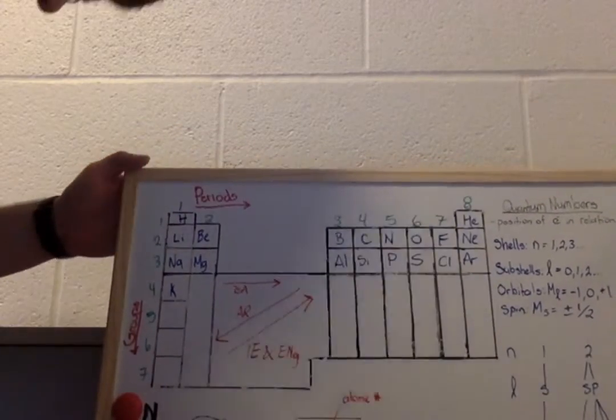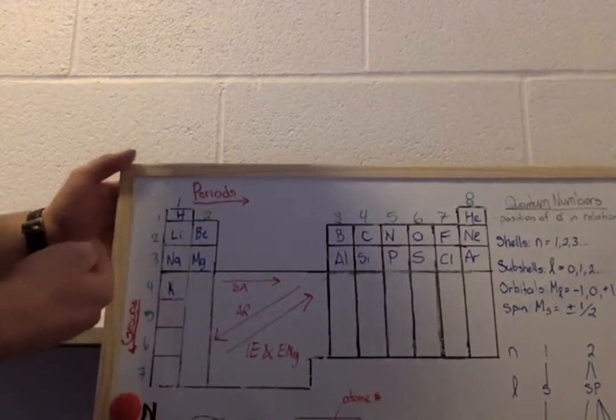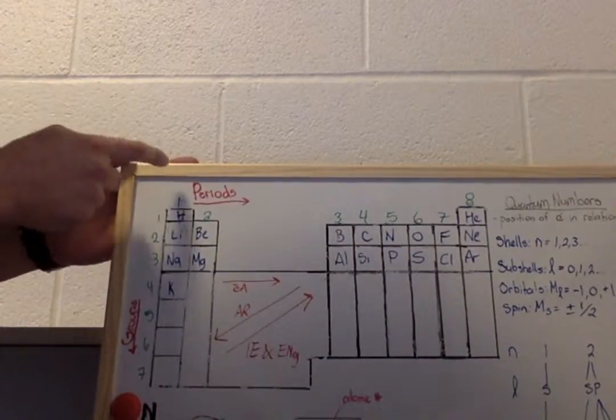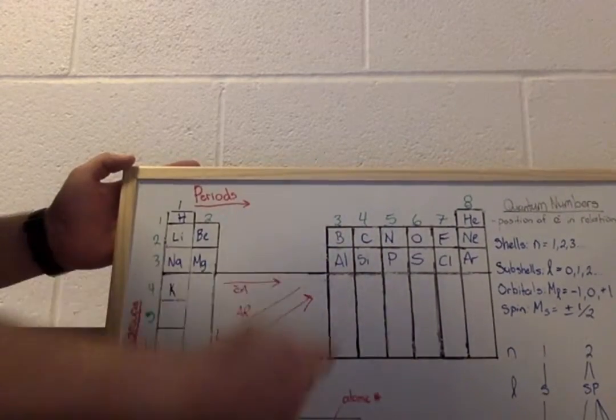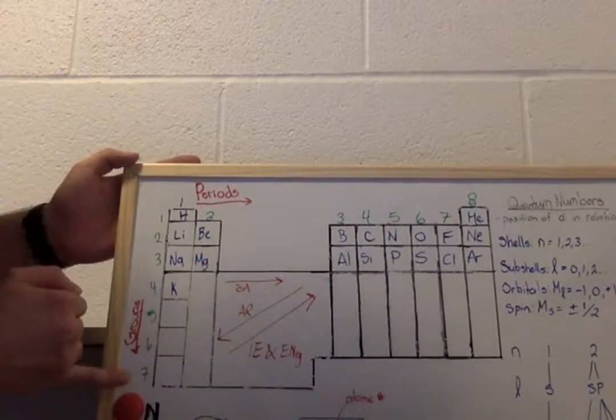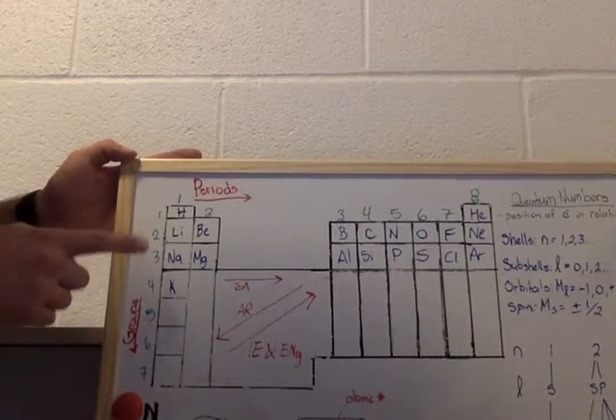So to begin, as we move horizontally across the rows from 1 to 8, we have what are known as the periods. And as we go down vertically from 1 to 7, we have what are known as the groups.